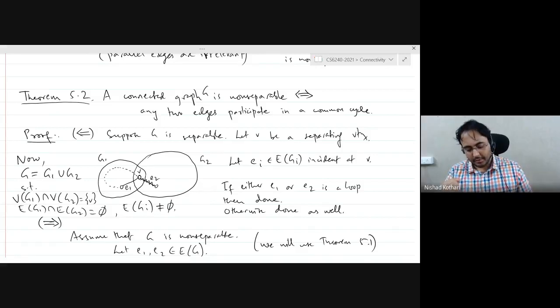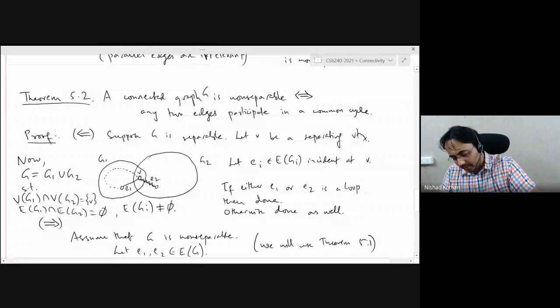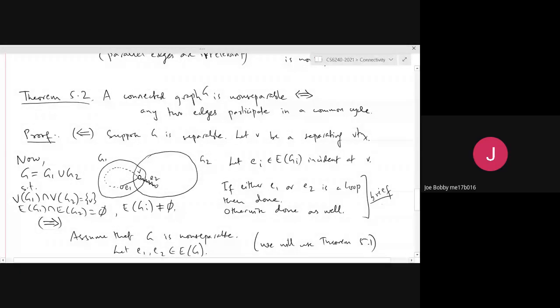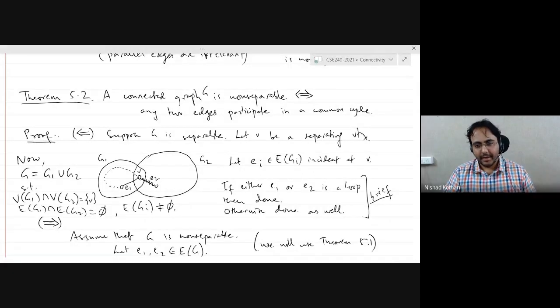Right. So then we dealt with both of these edges. If either of them is a loop, then you are done. And if they are not loops, then again you are done. You cannot have a cycle containing both of those two edges. I was very brief here, but hopefully this part was clear. If not, we can go over it again. Okay, so I think it's fine now. Okay, thanks, Joe. Any other questions or concerns?